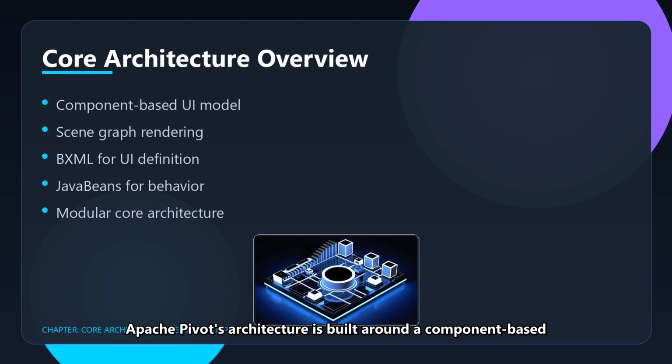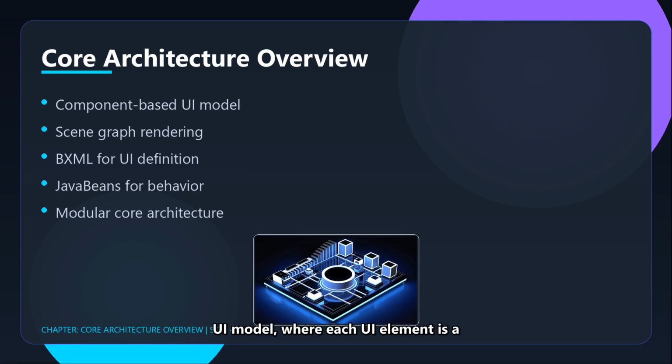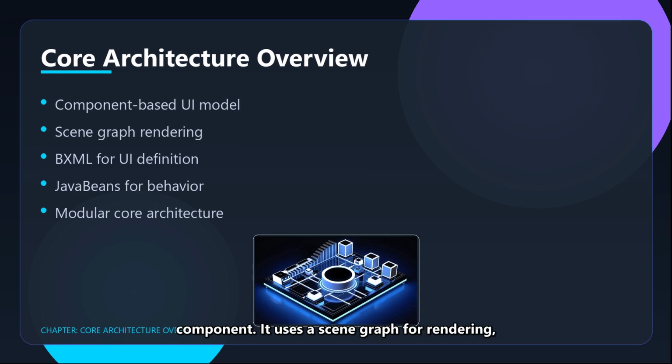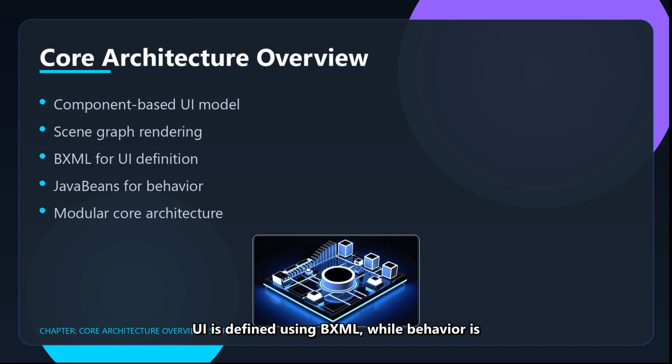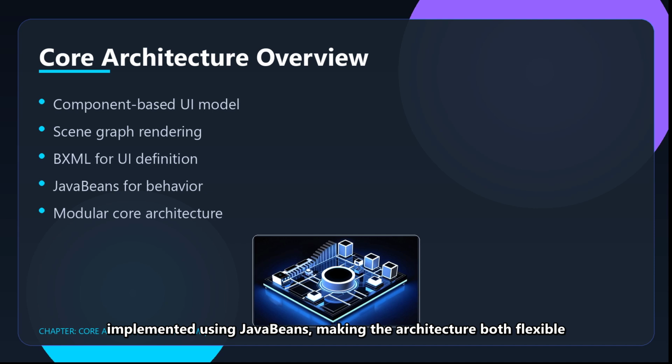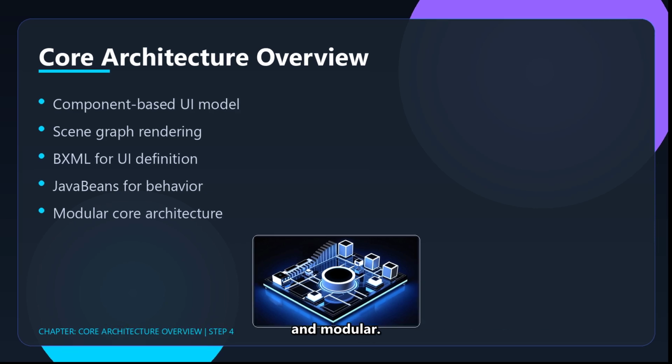Apache Pivot's architecture is built around a component-based UI model, where each UI element is a component. It uses a scene graph for rendering, which allows for efficient updates and transformations. The UI is defined using BXML, while behavior is implemented using JavaBeans, making the architecture both flexible and modular.